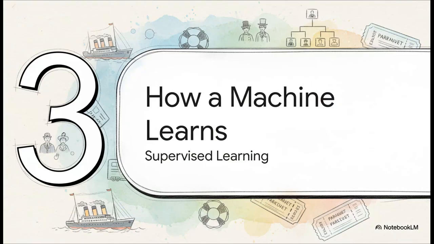Okay, so we have our features. Those are the clues. And we have our label. That's the answer. But how in the world does a machine actually learn to connect the two? Well, it does this through a process with a pretty intuitive name: supervised learning.